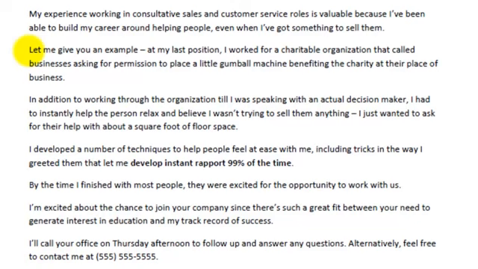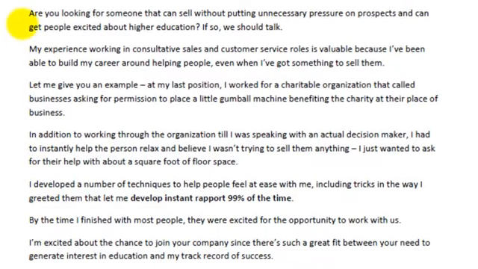And then we move on, and we're going to wrap it up and remind them that this is a great fit. So you say something like, I'm excited about the chance to join your company since there's such a great fit between your need to generate interest in education and my track record of success. Throughout this whole thing, you want to paint yourself as successful. Start off by saying, look, you have needs. I know what your needs are. I can meet them. We should talk.